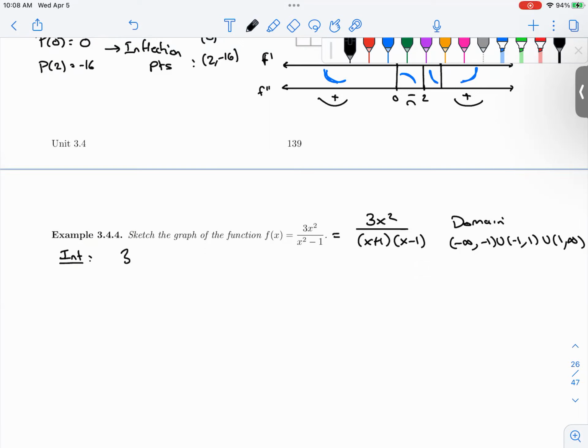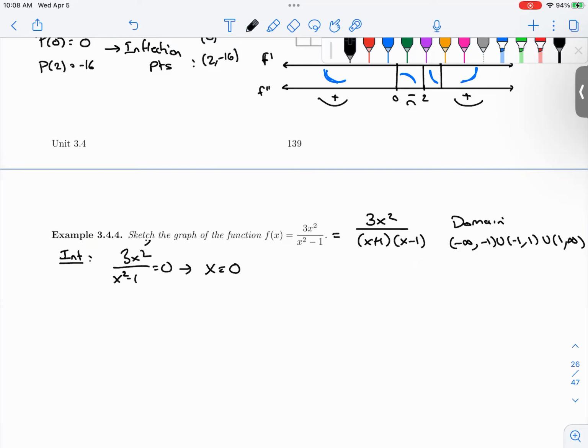So 3x squared over x squared minus 1 equaling 0 just gives us that x is equal to 0, because the only place where this would equal 0 is where the numerator would equal 0. And 3x squared equals 0 implies x equals 0. So this function is going to be the same thing.